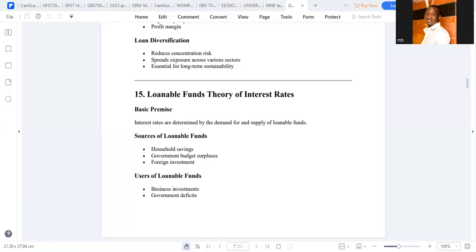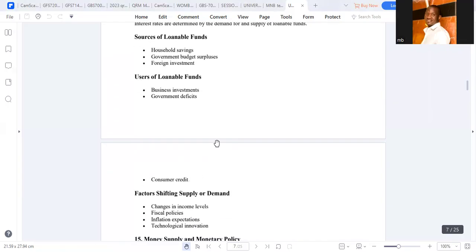Who are the users of these loanable funds? So we have many users. We have business entities, government deficits, and consumer credit. So business investments: the demand for loanable funds comes in from borrowers who require it for various purposes. So the key users of these funds include business investments. These are the major users of loanable funds: companies who borrow to finance capital projects, expansion projects, and research and development.